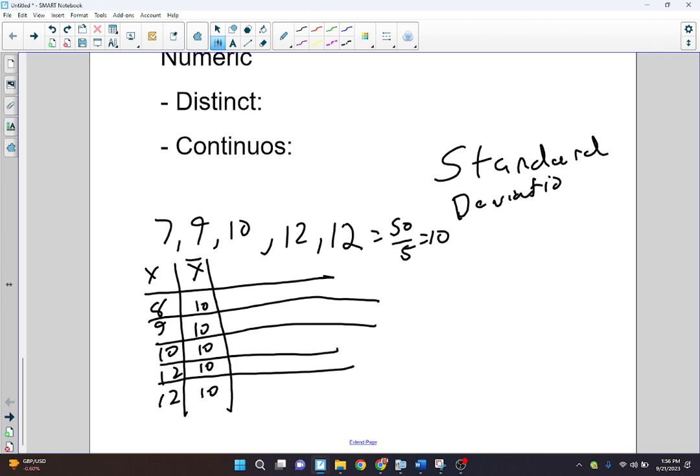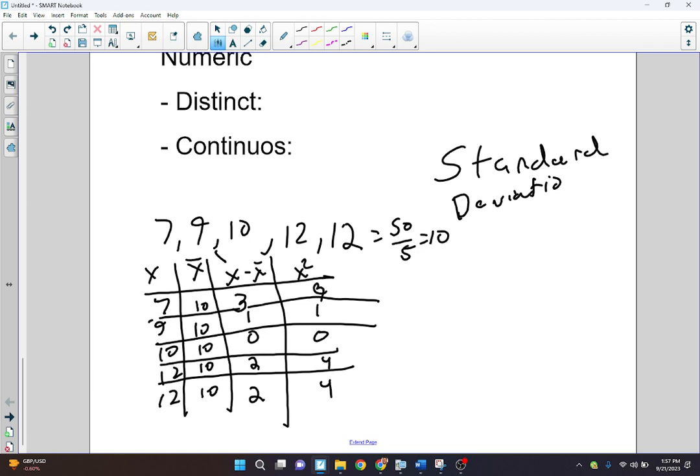Your next thing is going to be the difference between the mean and the point. So x minus x bar, which is going to be 3, 1, 0, 2, 2. Okay, and then you have to square the numbers. So it's going to be 9, 1, 0, 4, 4.